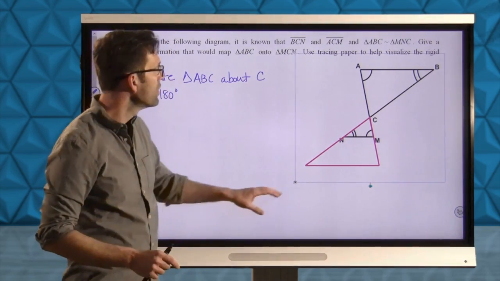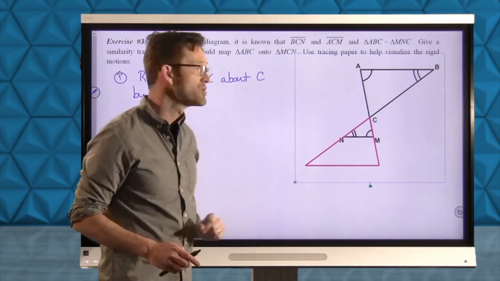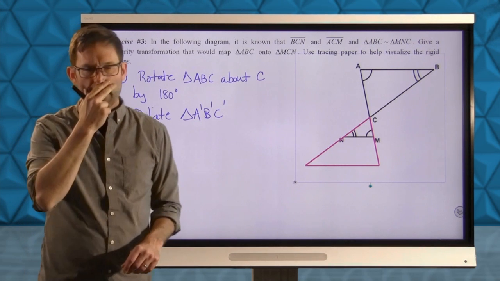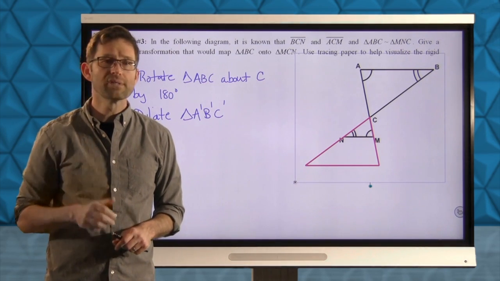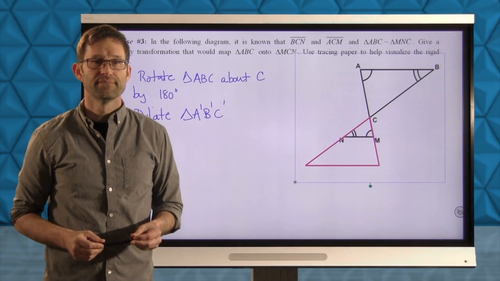I'm already at a point where I'm kind of ready to dilate this thing. I'm ready to shrink it down so it lies right on top of that. So the second piece is the dilation. Now I'm going to dilate triangle A prime, B prime, C prime, okay? But what I'd like you to do now is tell me, or try to figure out, what is the center of dilation and what should I use as the scaling factor?